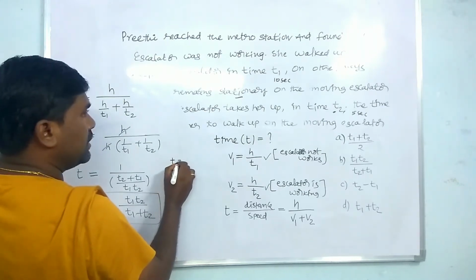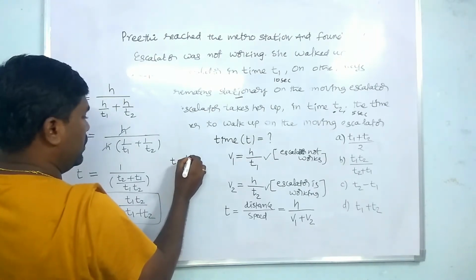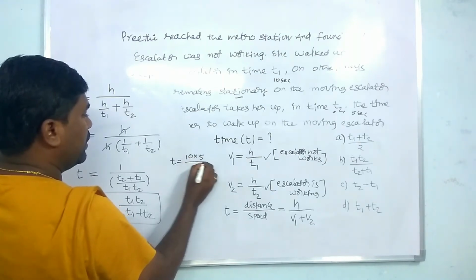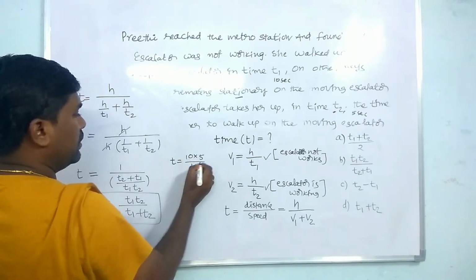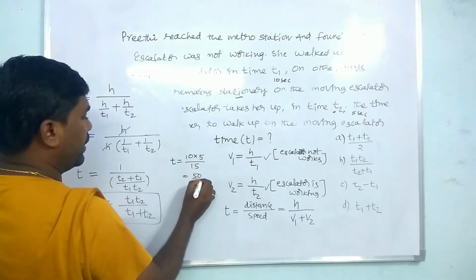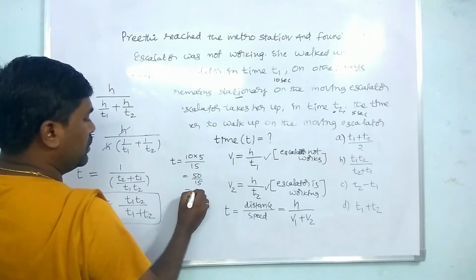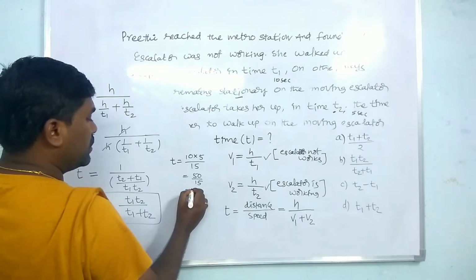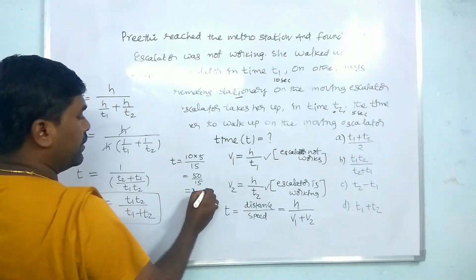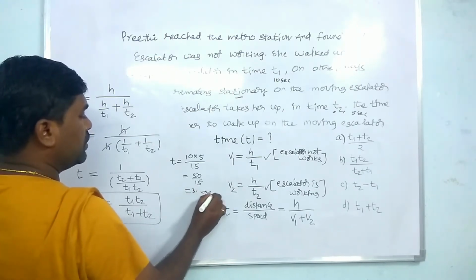So t is equal to t1 t2 by t1 plus t2, 10 into 5 by 15. It is 50 by 15. How much is it? 3 point something, right? Meters per second, 3 point something seconds.